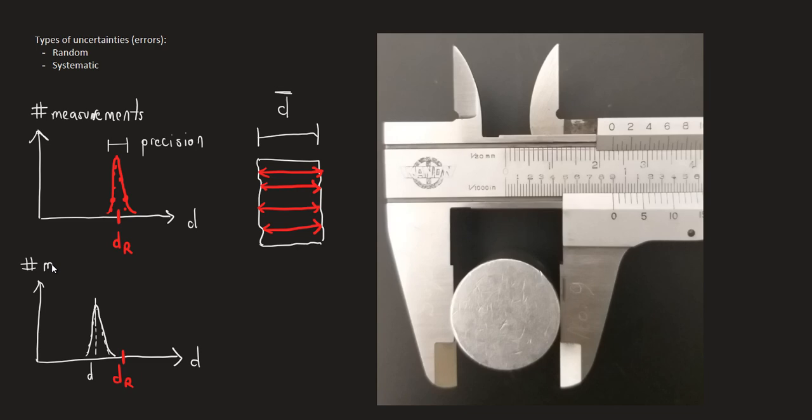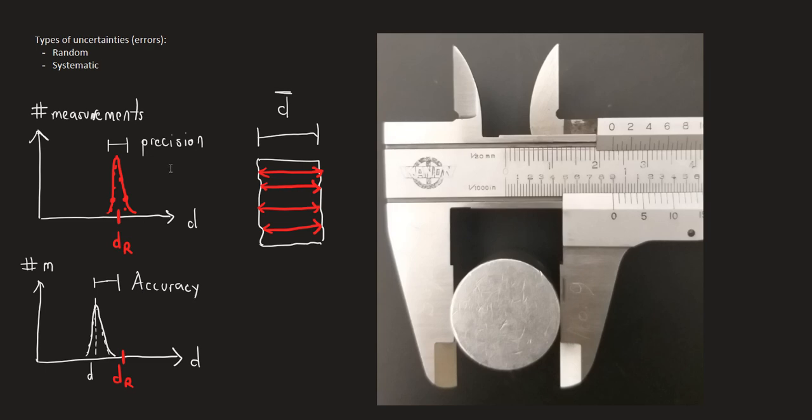When we have a measurement that lies close to the real diameter, like here in this example, we say that the systematic error has some effects on the accuracy. Okay, so the ideal experiment should be one that combines accuracy with precision.